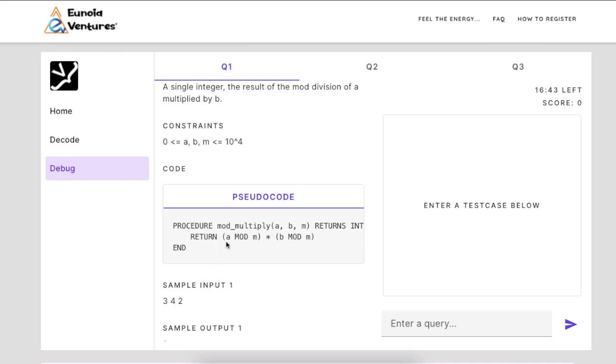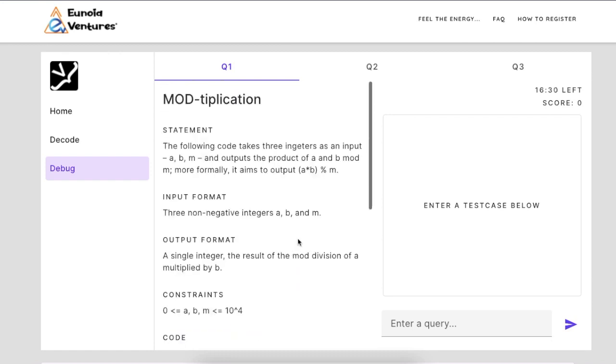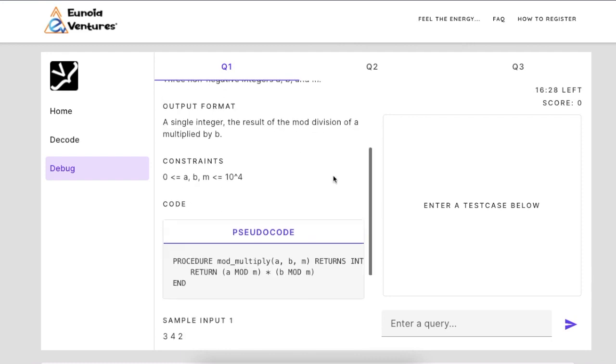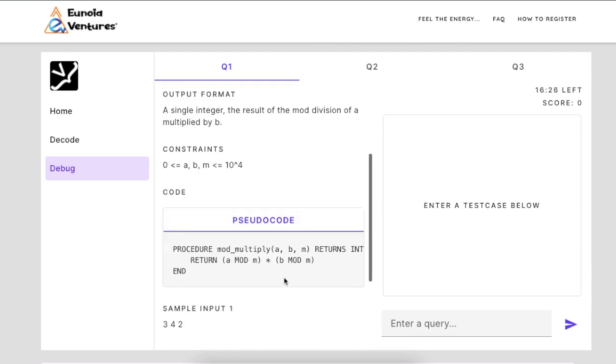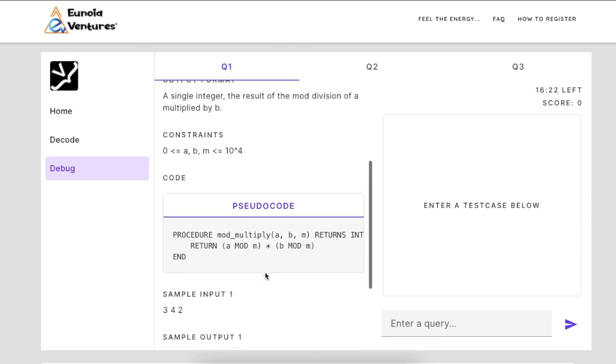And then it returns a mod m. So you can obviously interpret that as just a mod m times b mod m. And this is not exactly the same. You can see this is not exactly the same as a times b mod m. There's a difference in the expressions there, and that is likely where the problem in the code lies. And then it will output this expression.